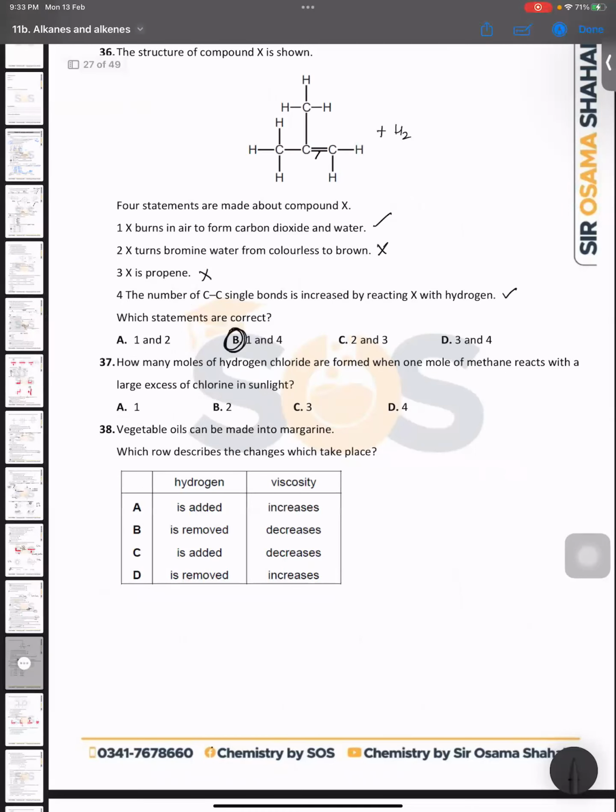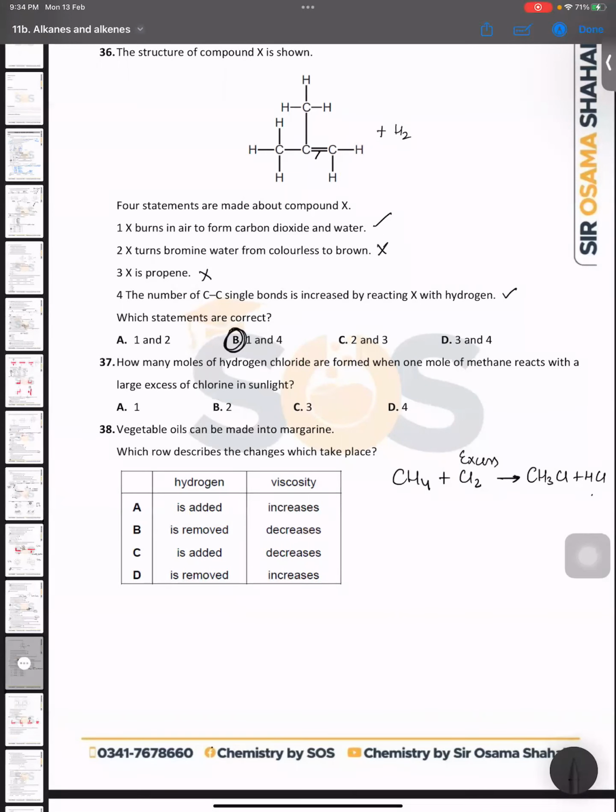Right. Then here we have 36, which we have already done. 37 is here. How many moles of hydrogen chloride are formed when 1 mole of methane reacts with a large excess of chlorine in sunlight? You know that if you have methane and you are reacting it with excess chlorine, we need to know that the 4 steps are going to be followed, and in every step each hydrogen is going to be replaced by a chlorine.